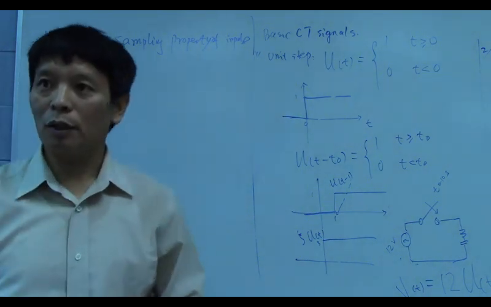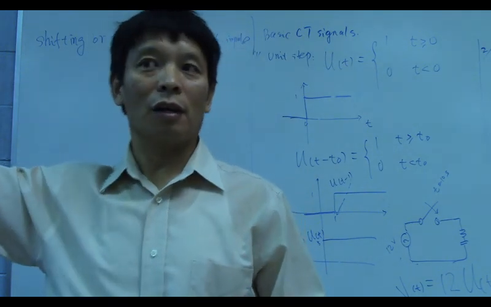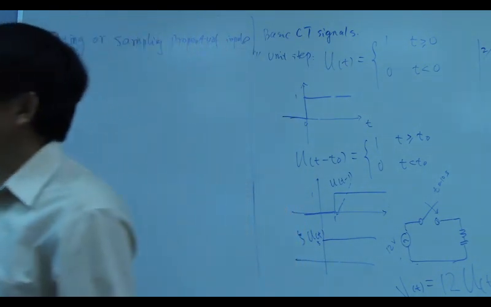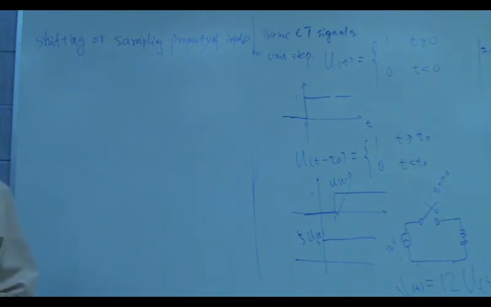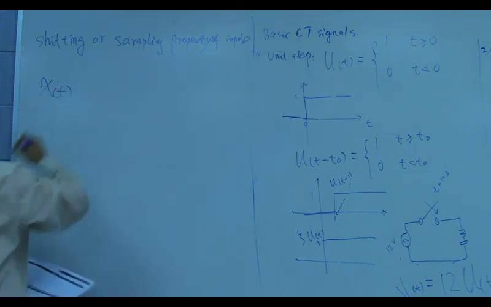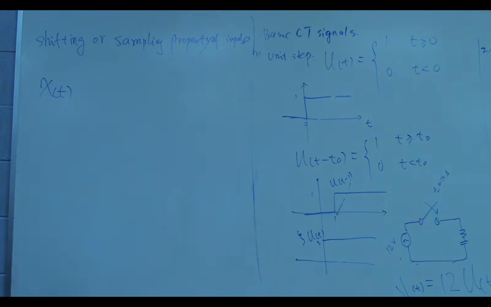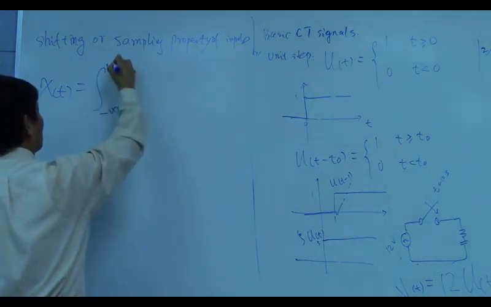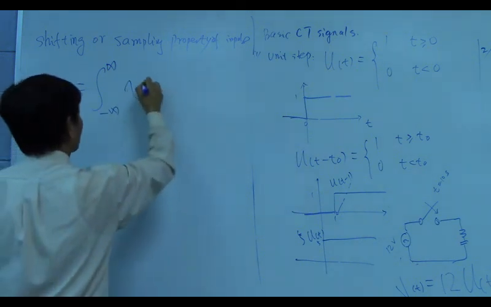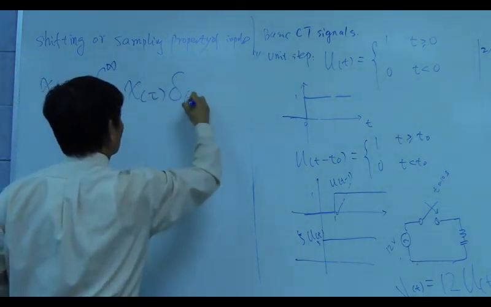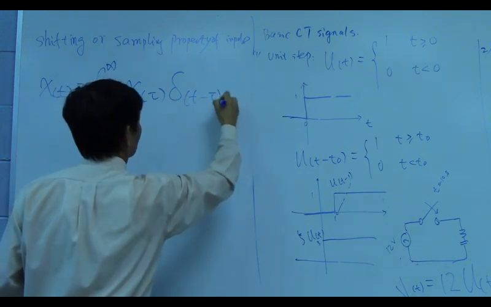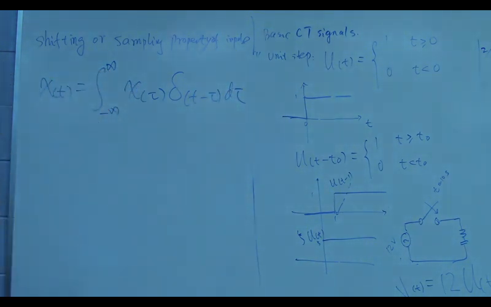Again, as we said, we do not want to bother you with these derivations. For completeness, I need to list it here, but we only discuss the conclusion. The conclusion is x(t), any continuous time signal, can be represented by the integration from negative infinity to positive infinity of x(tau) times impulse(t minus tau) d tau.